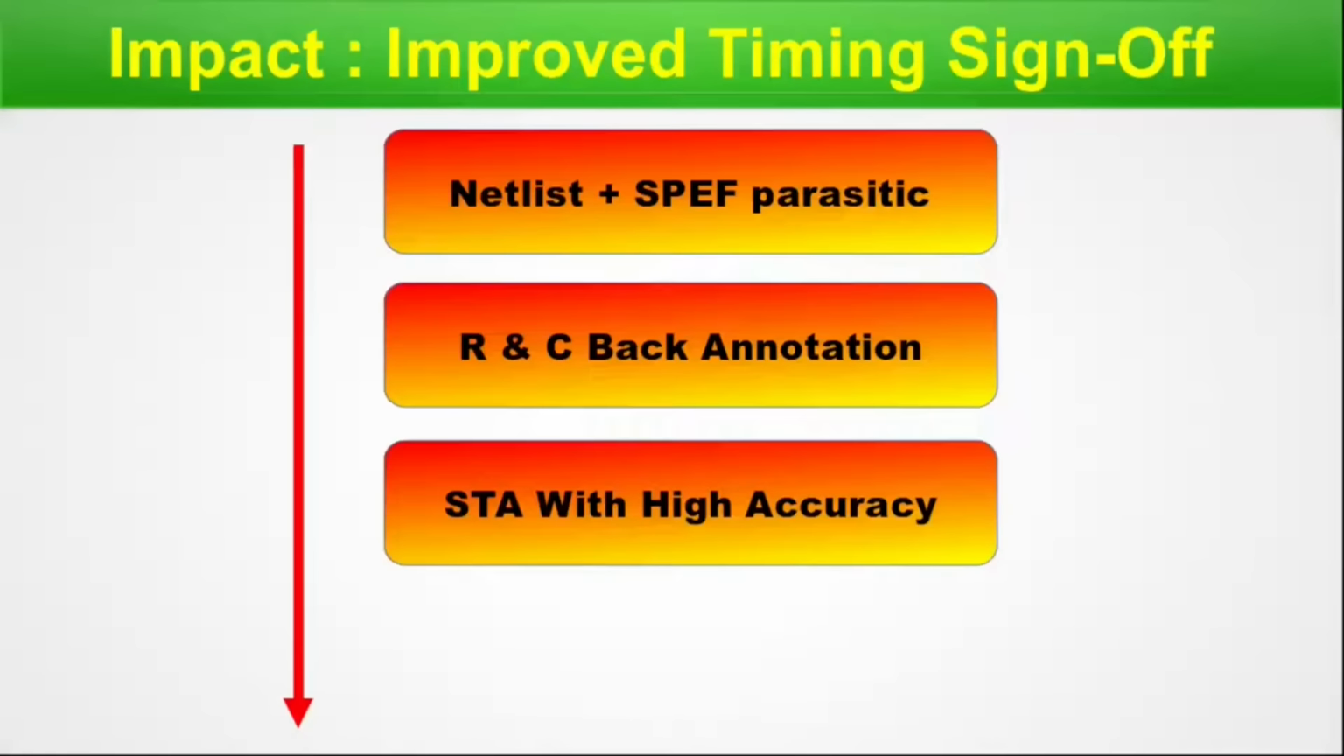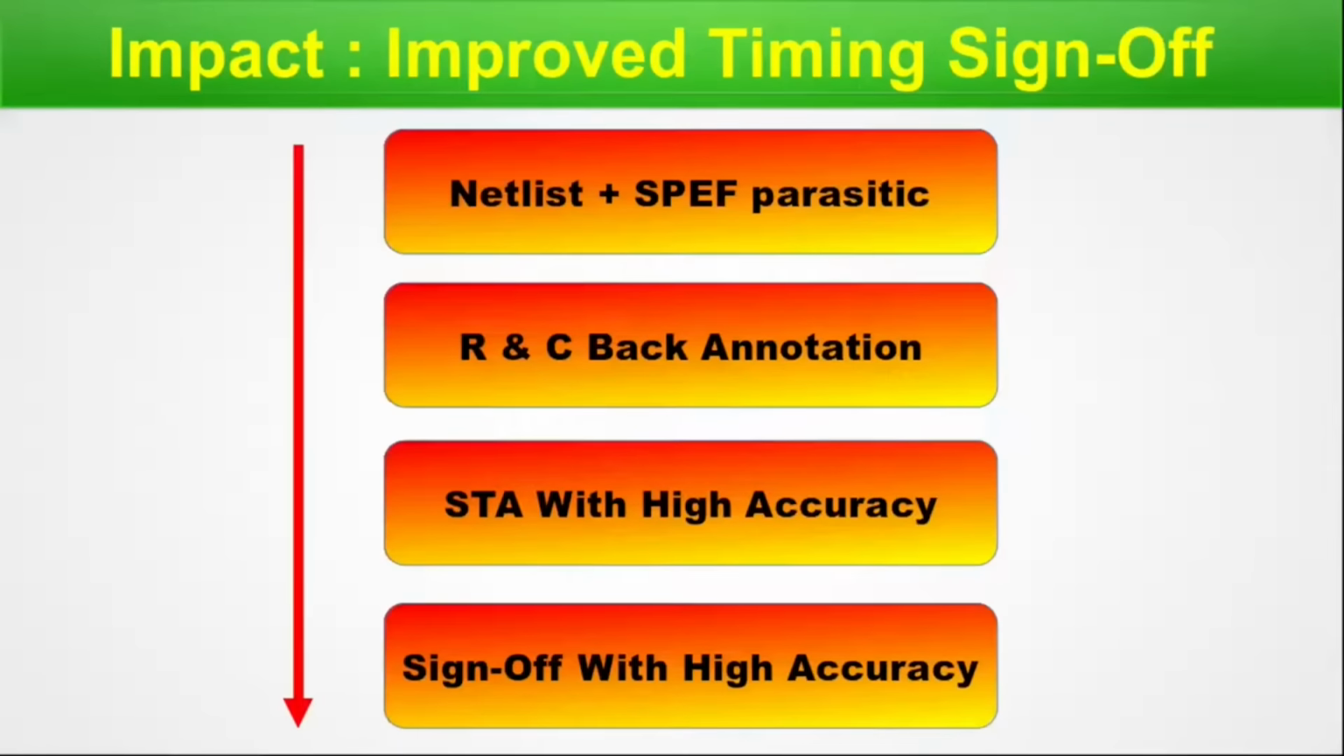And here we perform the STA with high accuracy. This is a post layout STA. And then we sign off with high accuracy. So overall, we have the parasitics, we annotate them, we do the STA, and finally, once we clear all the violations and optimize our STA for the timing requirements, we have a high accuracy sign off. So this is the point where the RC corners have their final impact. So that's all with this particular slide. Let's move on to the next slide.